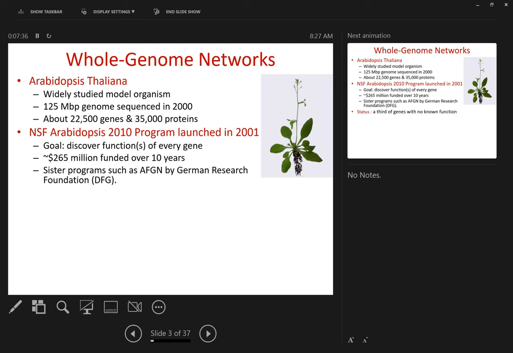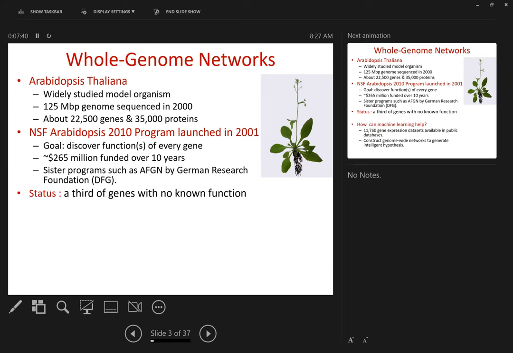So by the end of this program in 2010, the status is that a third of the genes still don't have any known function. Also, just because you know a function of a gene doesn't mean that you know all the functions of the gene, because a gene can have multiple roles and so forth. So as you can see, this is actually a model organism, not an economically important crop. $500 million is spent, which is a lot of money, and we still don't have a full understanding.